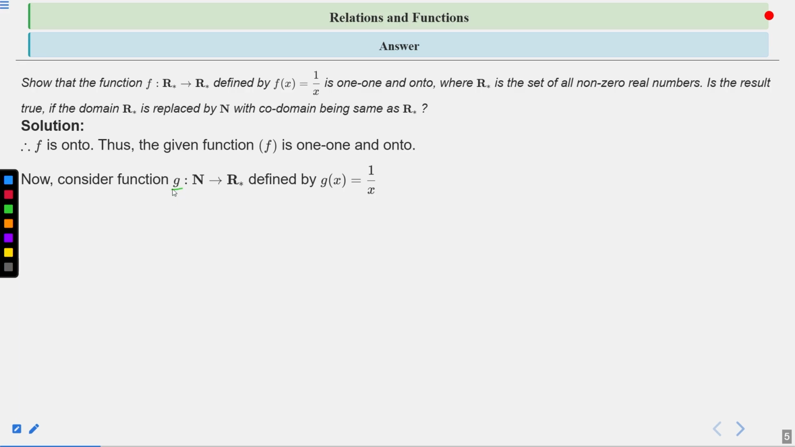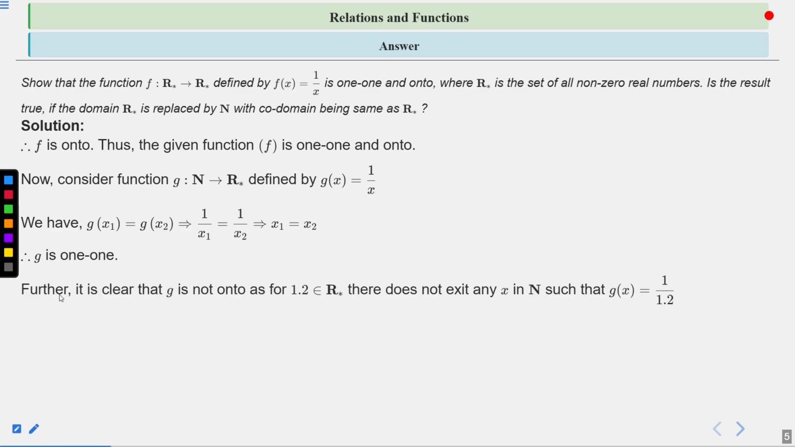Now consider the function from N to R star defined by g(x) = 1/x. In order to show one-one, take g(x1) = g(x2). So g(x1) will be 1/x1 and g(x2) will be 1/x2, which gives x1 = x2. So therefore g is one-one. But g is not onto.